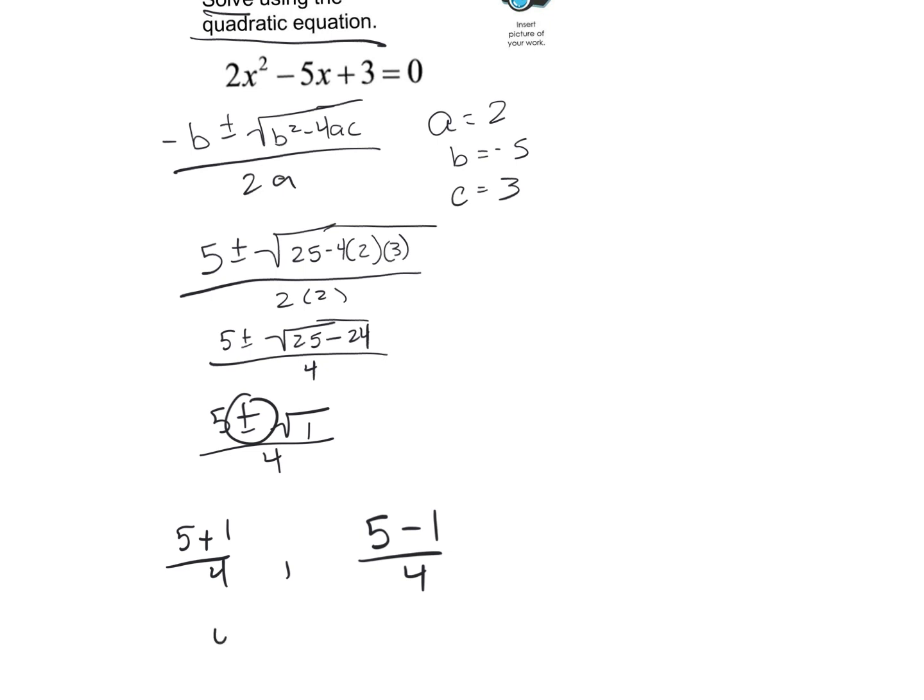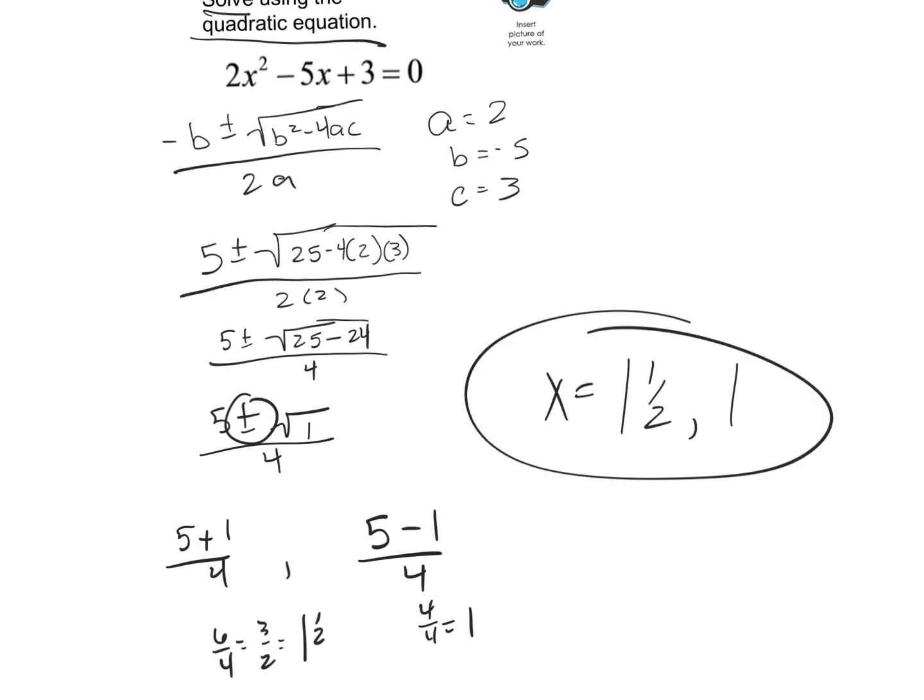So 5 plus 1 is 6 over 4. That simplifies to 3 over 2, which simplifies to 1 and 1/2. On the other side, 4 over 4 equals 1. So my answers are x equals 1 and 1/2 and x equals 1. If it tells you to round to the nearest tenth or nearest hundredth, that means you need to round. If it does not tell you to round, you need to leave it in square root form, in simplified square root form.